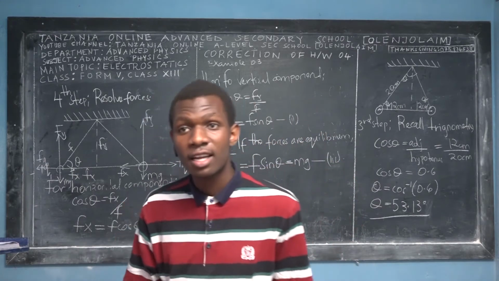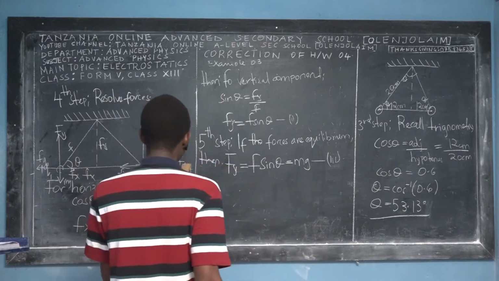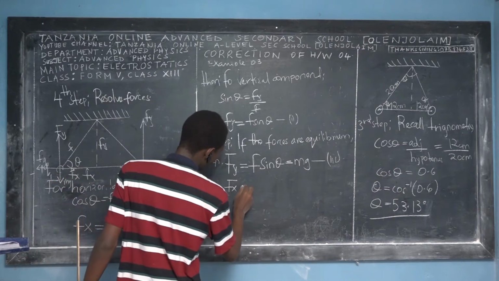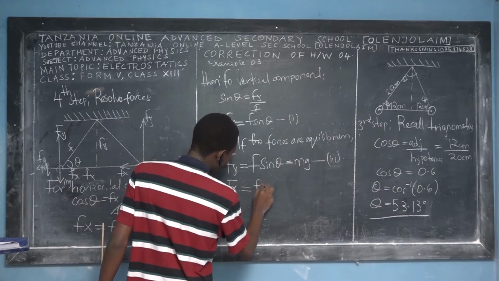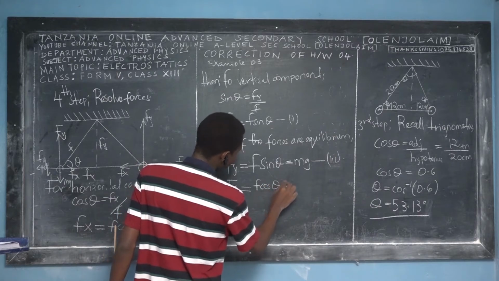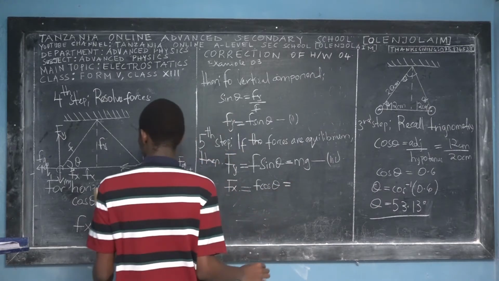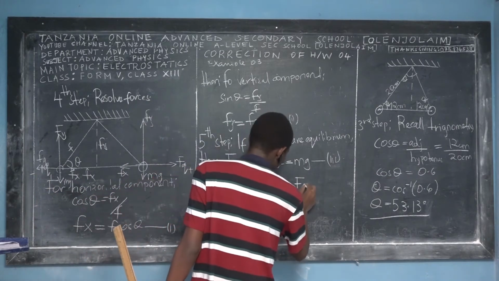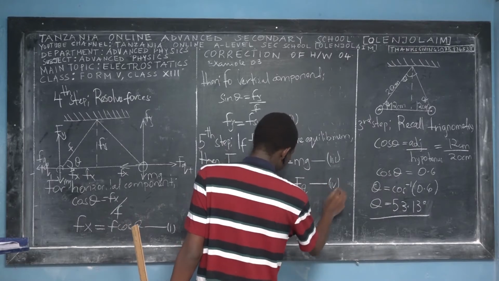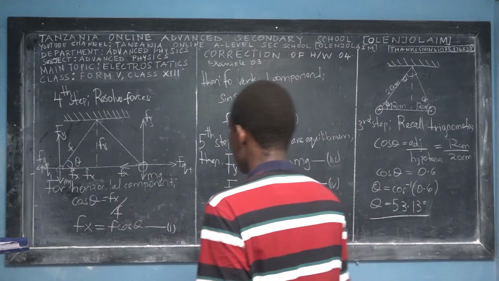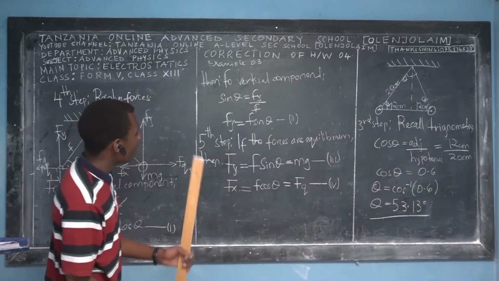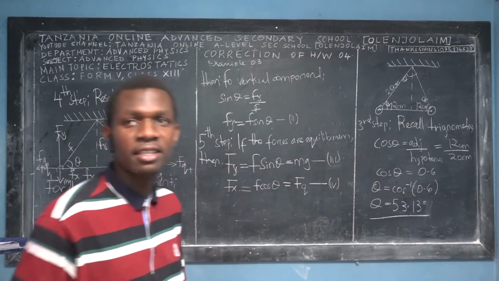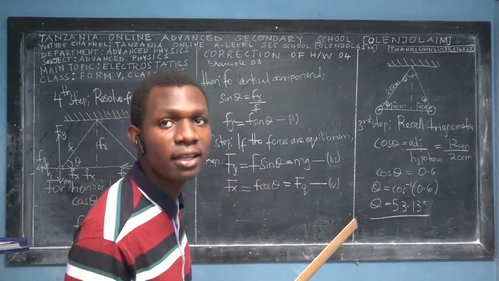Are we together? So again, we have to consider the horizontal component, which is equal to force cosine of theta, which is then equal to the electrostatic force on charge. This is the first equation. So we have to develop a relationship from these two equations. Which relationship are we going to develop?